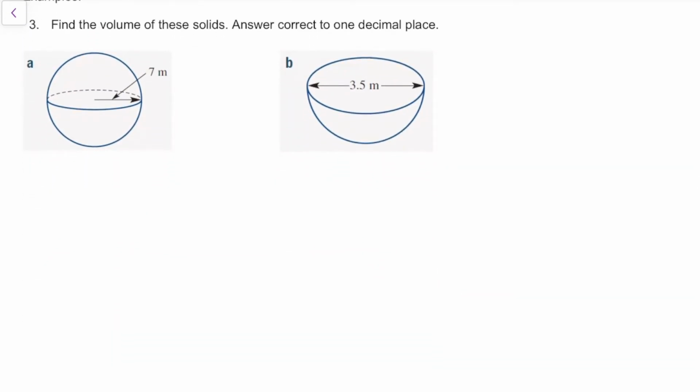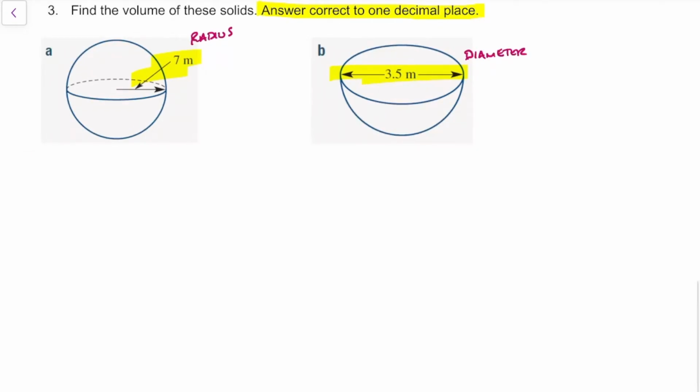Find the volume of these solids to 1 decimal place. So here we go, 1 decimal place is what we're looking for. We have a radius and we have a diameter. So that is a radius, so we don't need to do any extra there. This one's the diameter, so we will have to think about this one a little bit more. Let's do that first one. So volume equals 4/3 pi r cubed. So 4/3 times pi, and we have the radius already, which is 7, and it's got to be cubed.